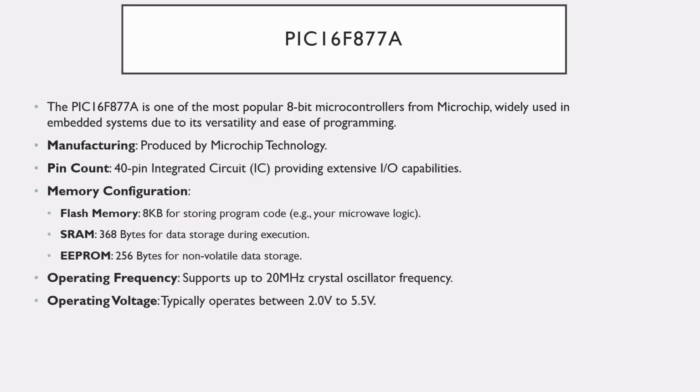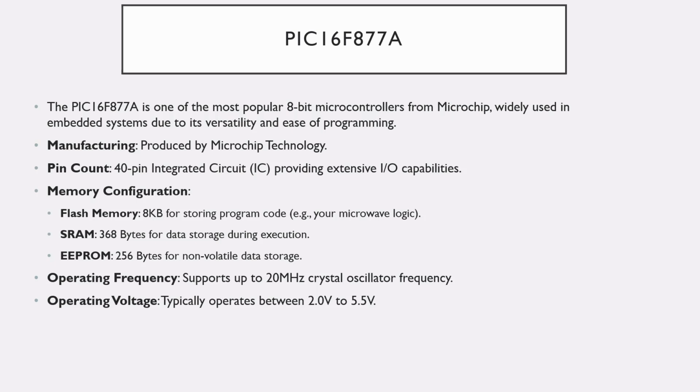Coming to the next component which we used, the microcontroller PIC16F877A. This is a 40-pin 8-bit controller with 8 KB flash, 368 bytes RAM, and 256 bytes of EEPROM. It supports up to 20 MHz and operates between 2 to 5.5 volts, making it ideal for embedded applications with multiple peripherals. It is very easy to use and easy to program.